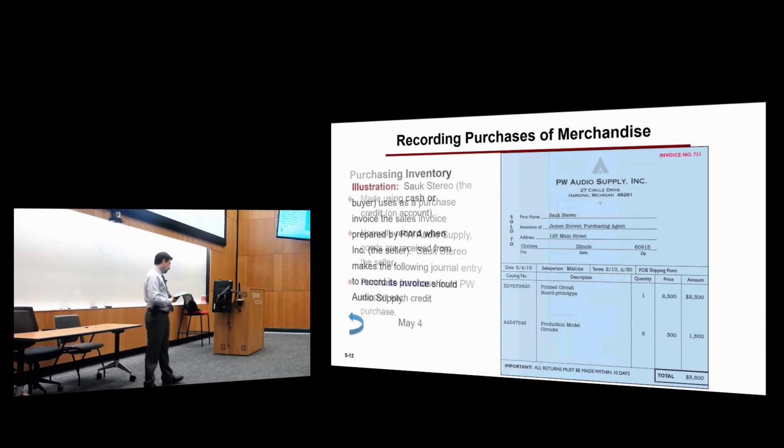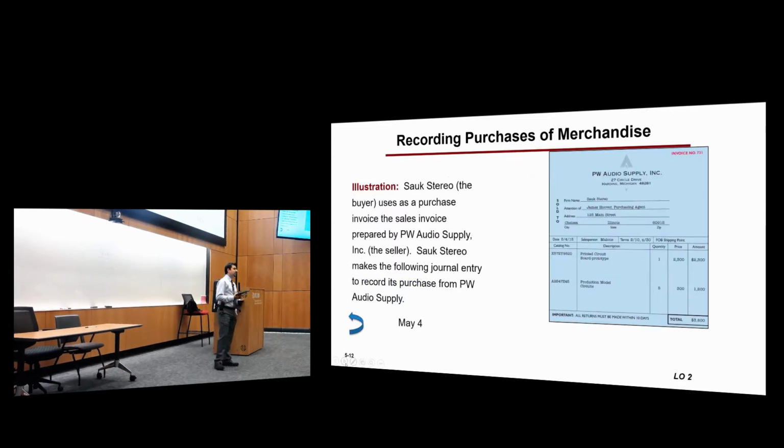So let's do this one. South Stereo, which is the buyer, uses the purchase invoice as a document to make their journal entries, to record that transaction. This is the proof that the transaction happened. And then what do they have to do? They have to record it, right? What did they buy?